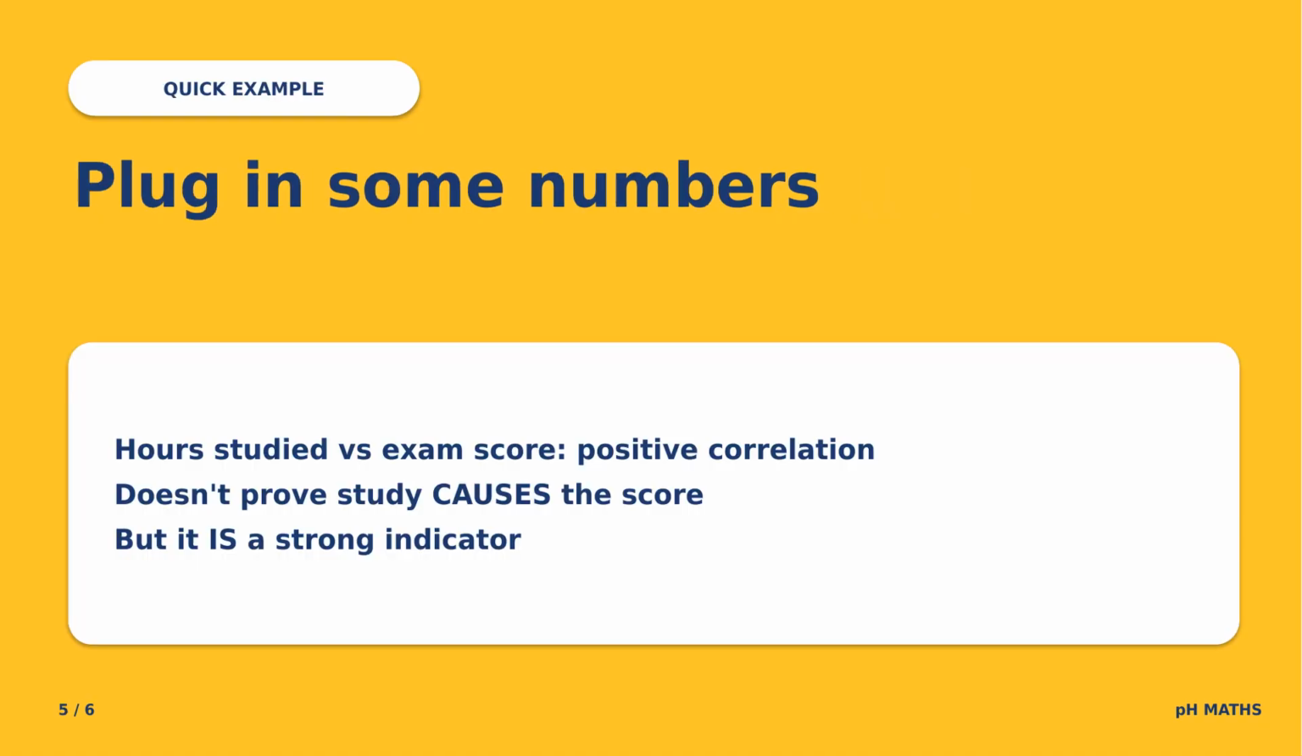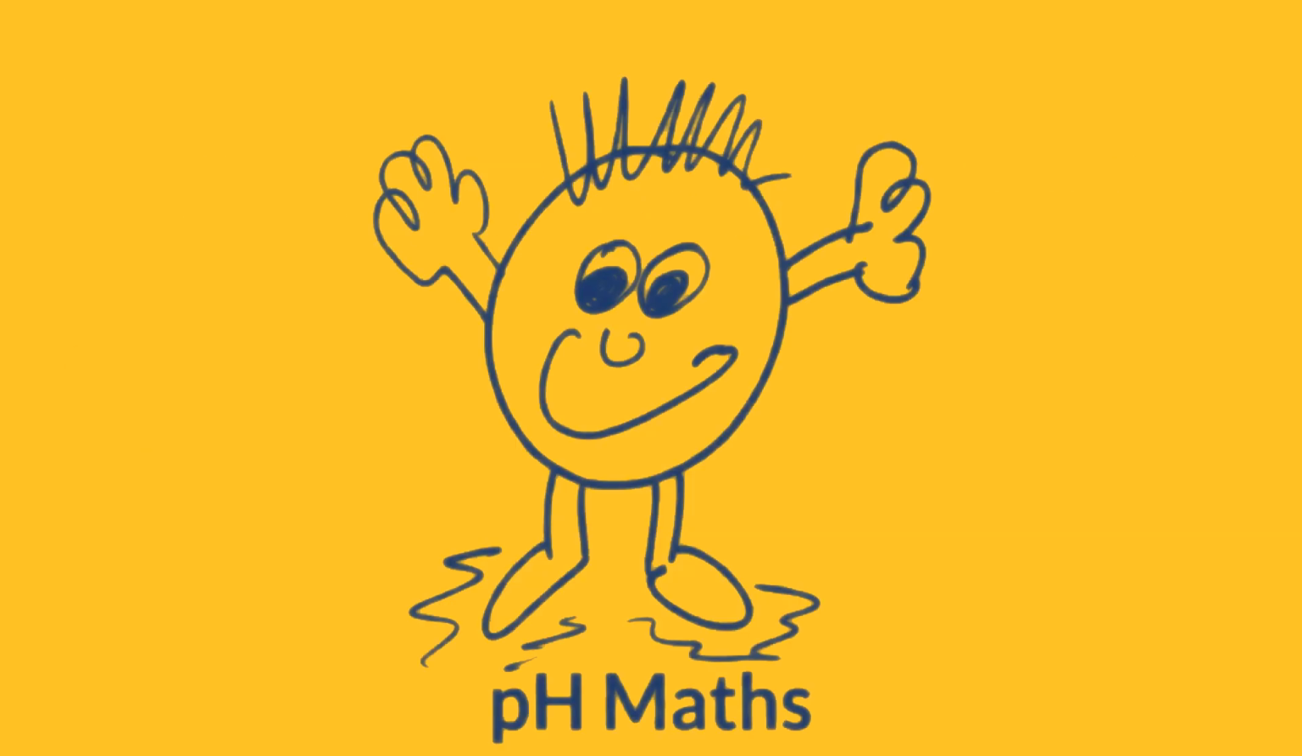Quick example: hours studied versus exam score. Positive correlation. Students who studied more tend to score higher. That doesn't prove study causes higher scores. Maybe motivated students both study more and score higher because of their motivation. But correlation is a strong indicator and worth working with. Just don't overclaim.